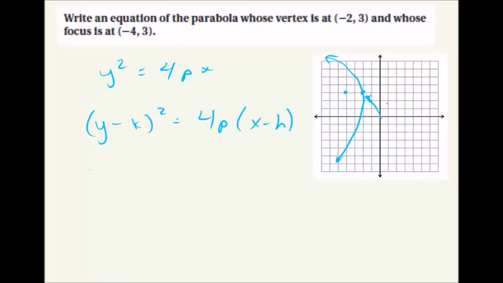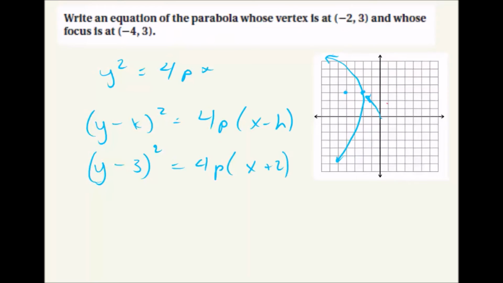It used to be at the center, but it moved up here, so h and k are really easy to figure out. So it's (y minus 3) squared, because we want it to move up 3, equals 4p times (x plus 2), because we want it to move to the left 2.